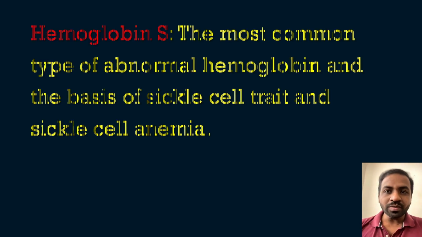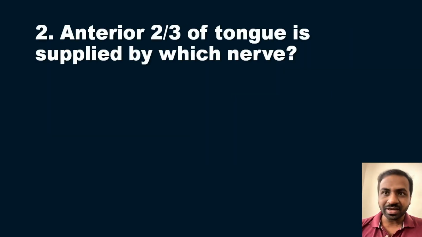Okay, now we will move on to the second question in our series, and the second question is from the central nervous system. The question is very simple. Anterior 2/3 of the tongue is supplied by which nerve, which cranial nerve? So the question is very clear. Anterior 2/3 of the tongue is supplied by which nerve?